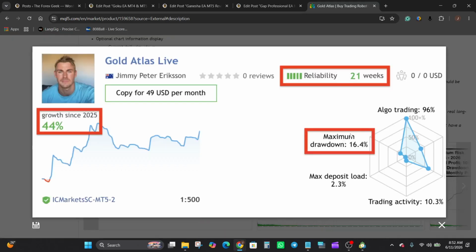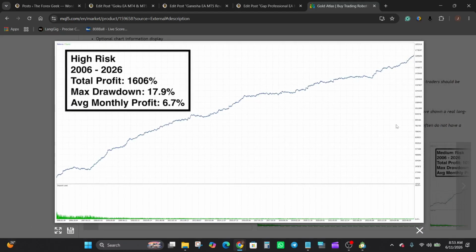Here we can see reliability, 21 weeks. Okay, this was for... Let's just see if we can find the testing results here. This shows the balance equity curve, looking impressive. 2006 to 2026, high risk, total profit 1,606%, max drawdown 17.9%, average monthly profit 6.7%.